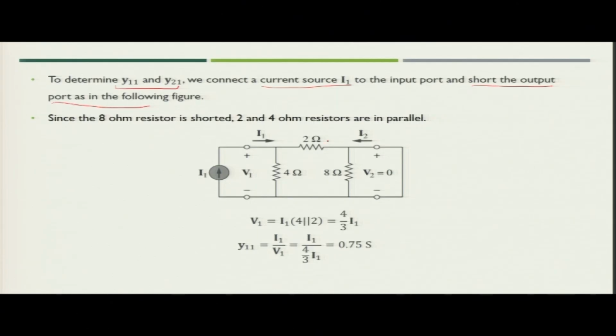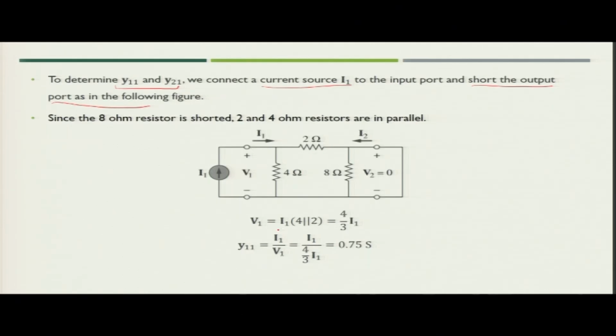Now, if you see this particular figure, the 8 ohm resistor will be now short circuited because it is connected across the terminals of the output port. So, the current I2 will be flowing through 2 ohm resistance. Now, since this is short circuited and current I1 is flowing from the input port, we will see these two resistances in parallel. So, what will be the value of voltage V1?